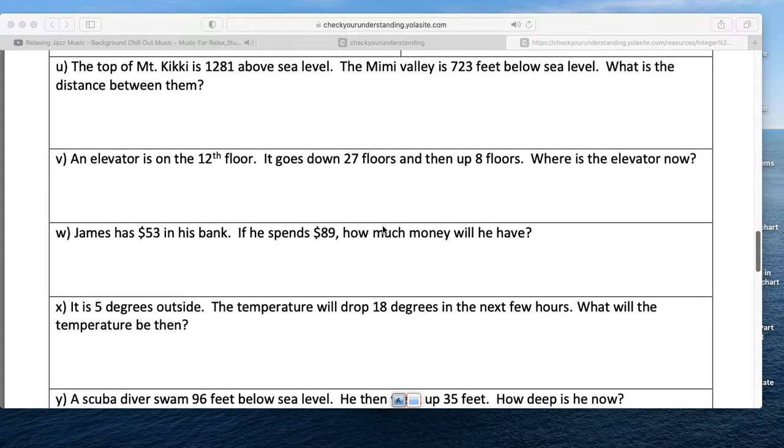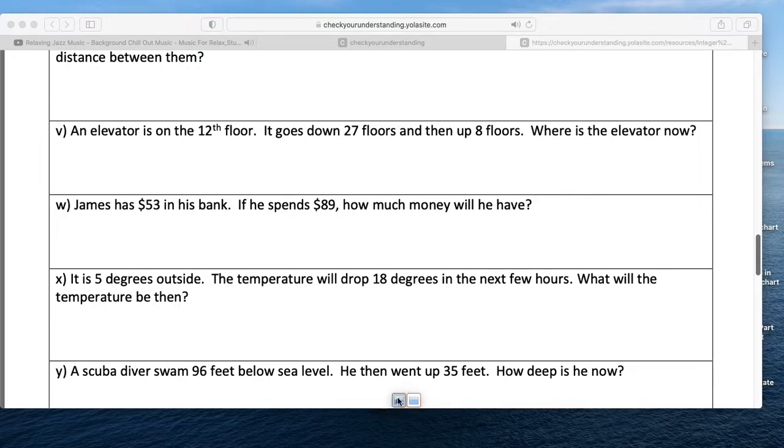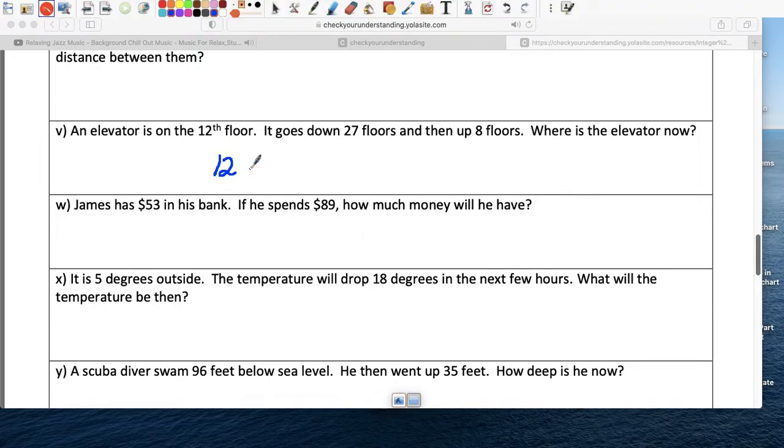I still think that if you write an expression, this can come in handy. So if you're on the 12th floor, your starting point is the 12th floor, positive 12. It goes down. So there are two ways you can go. You can write minus 27, but because we did addition today, where I'm going down, I'm going to represent this as plus negative 27, and then up 8, plus 8. So that would be the expression I would have used based on today, right? Because we did adding integers. So if you're on the 12th floor and you go down 27, you're actually down negative 15. And then if you go up 8, you end up on the negative 7th floor. It's a huge building.